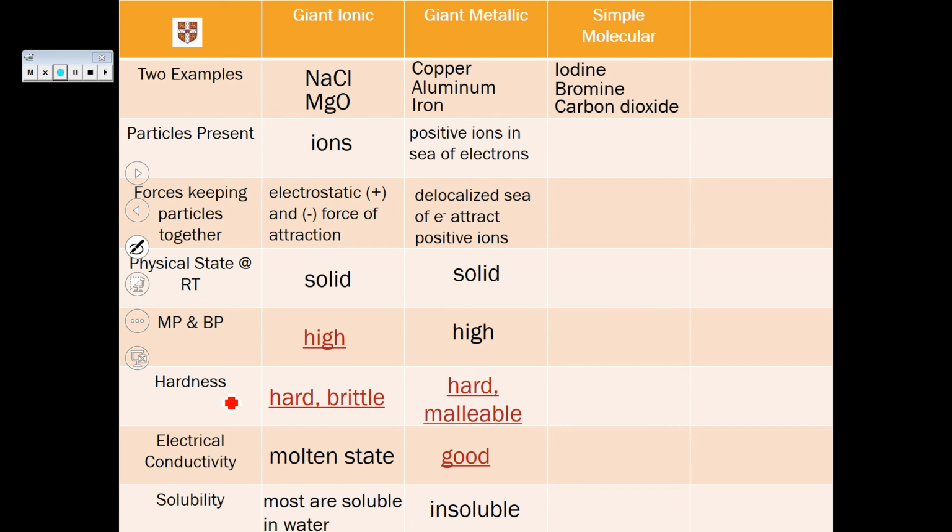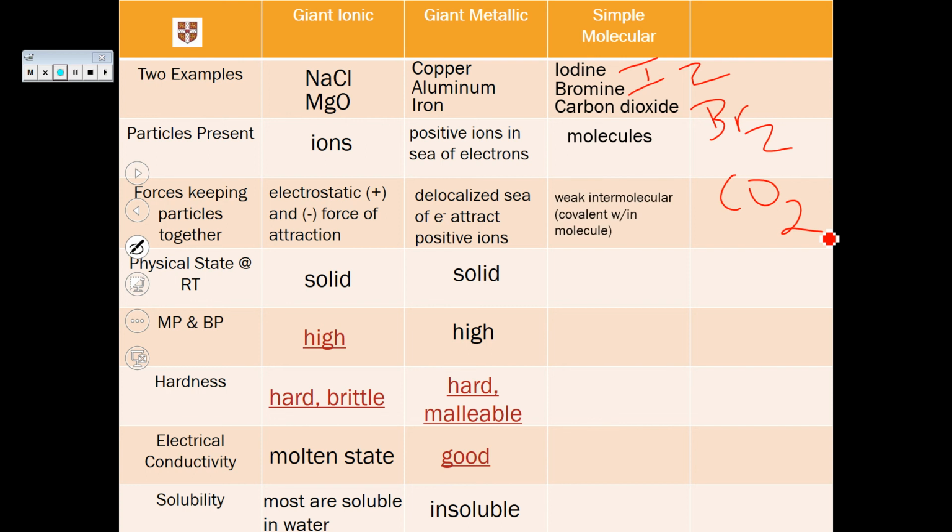So iodine, which is diatomic, which is I2, which is why it's not an atom. Bromine, which is Br2, and carbon dioxide, which is CO2. The particles present are molecules. And by the way, this is a really good table to study from because it summarizes everything in a nice, organized way. The forces that keep these together are the weak intermolecular forces, not the covalent bonds within the molecule.